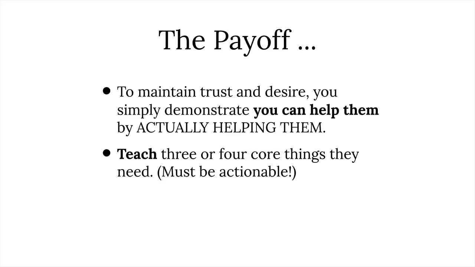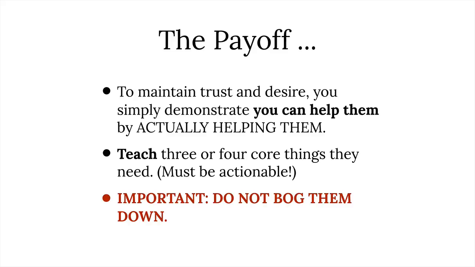So the way you want to do this is to teach 3 or 4 core things that they need, right? You don't want to tell them 9 million things. You want to give them the big picture, something they can use right now, today, right? And the biggest thing here is you don't want to bog them down. That's when you can lose it. You can give them the best information, but if you bog them down, you're screwed, right?